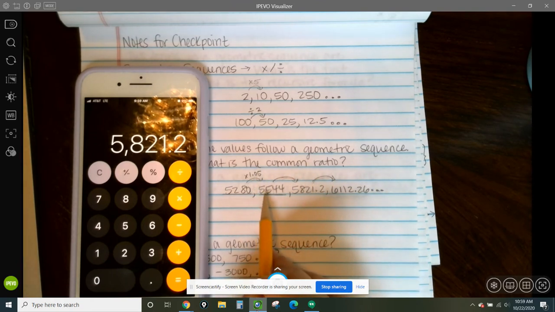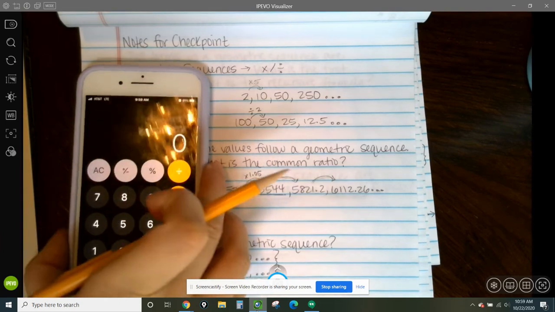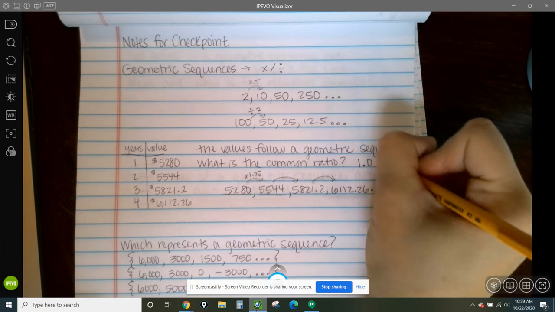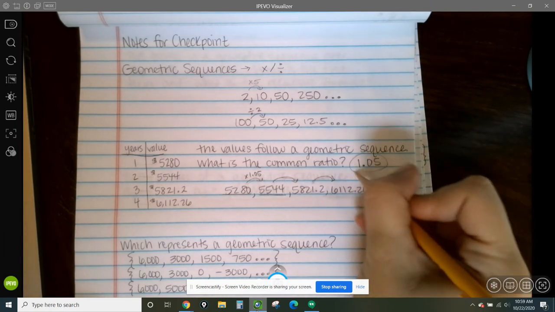So it looks like every time I'm multiplying by 1.05. The way I figured that out, remember, is I did the opposite. I took the second term and divided it by the first term to figure out what that ratio was. What was I multiplying by there? The question said, what is the common ratio? So the common ratio would be 1.05. That's what I'm multiplying by every time.